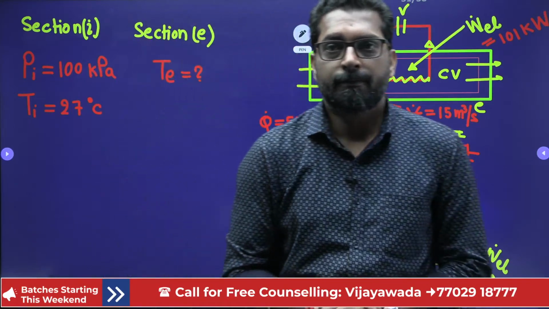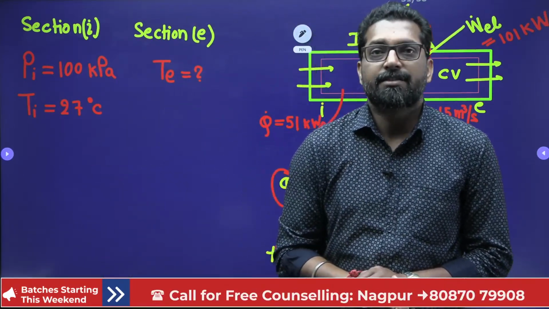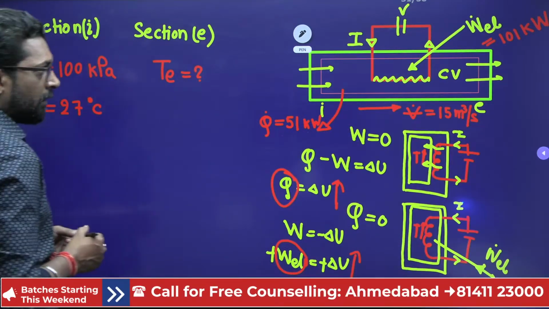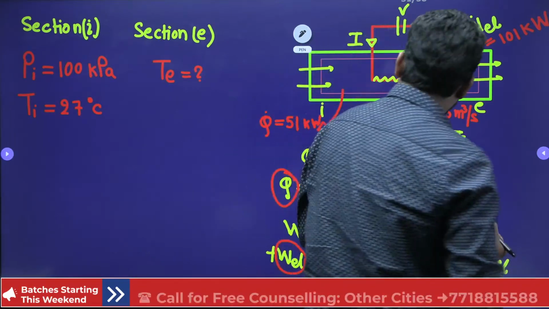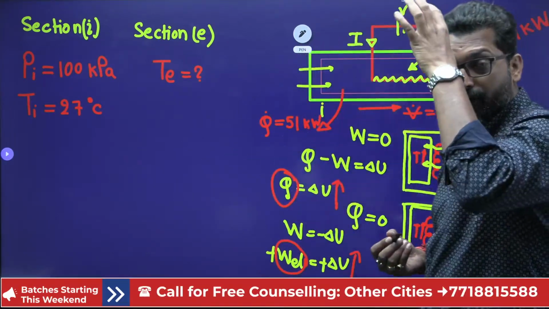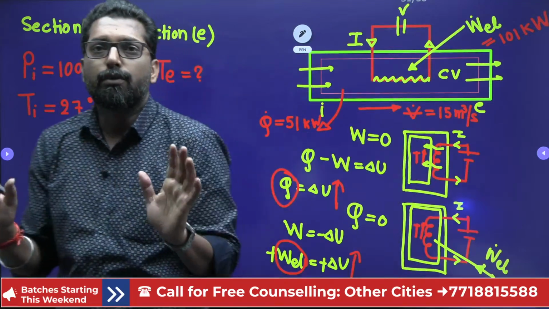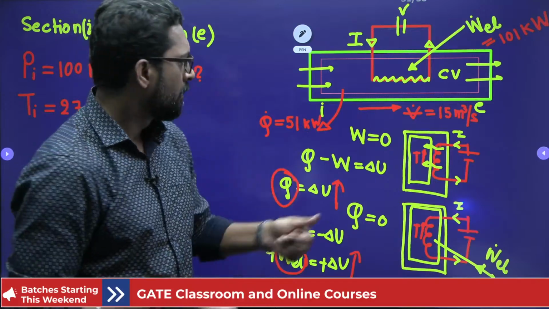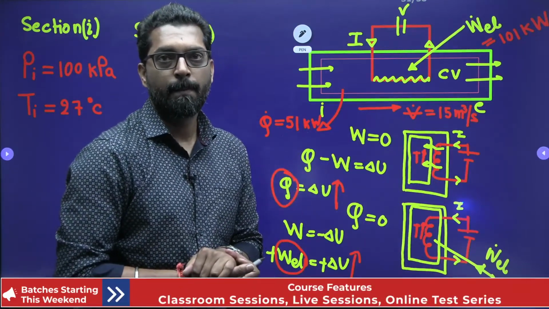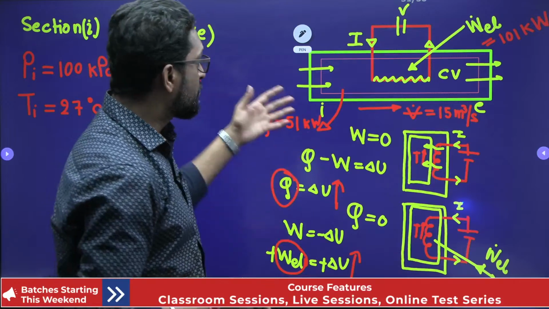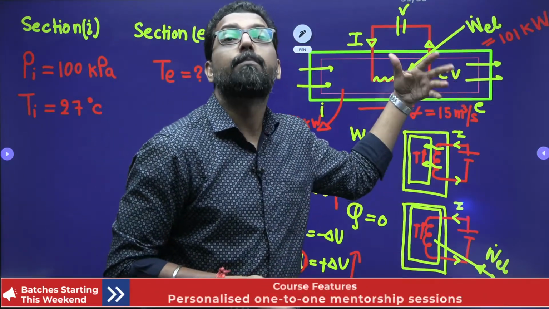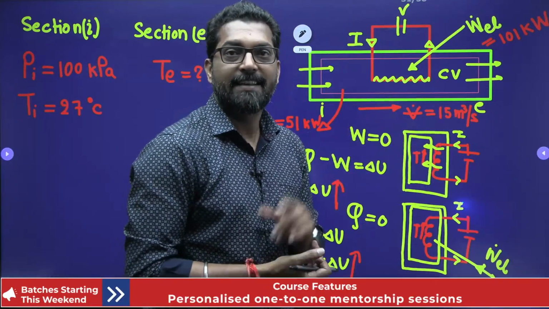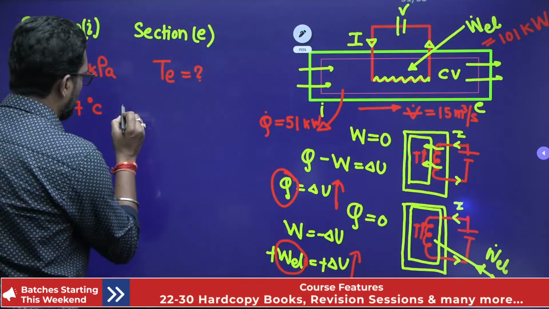Just think with us. How to find the exit temperature? In an open system, first you calculate the mass flow rate, because the volume flow rate is given. How much mass per second is flowing? The volume flow rate is given, and the gas is ideal.